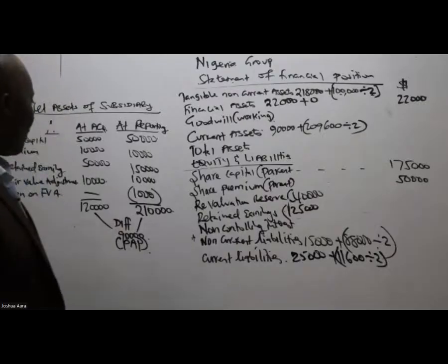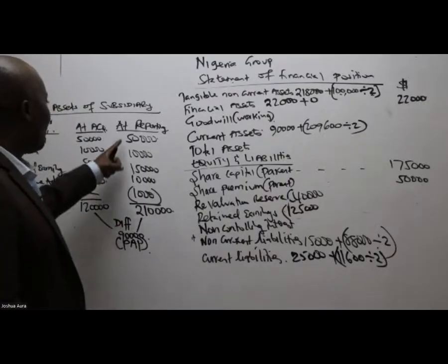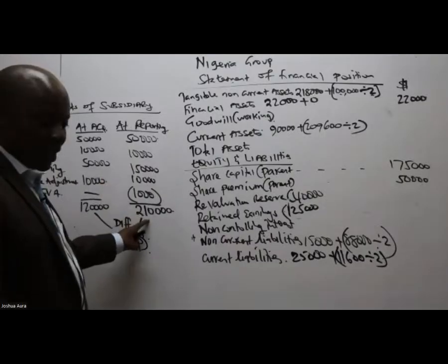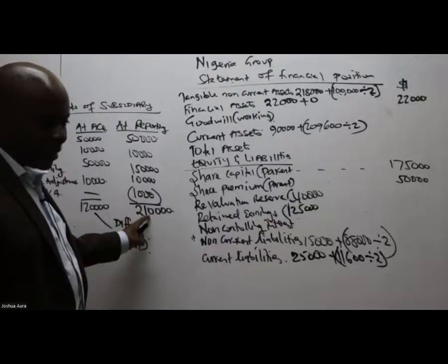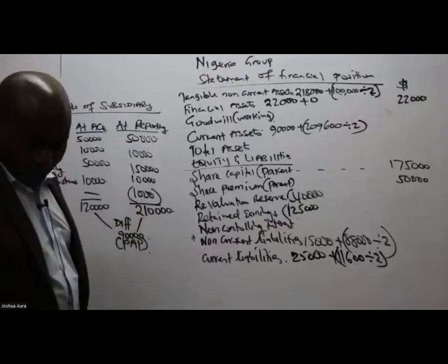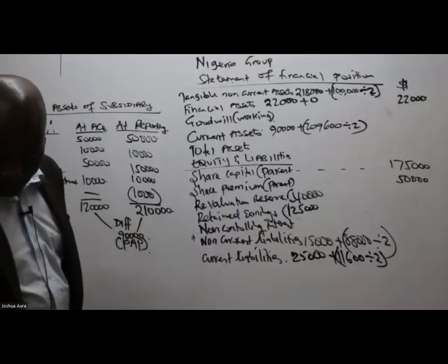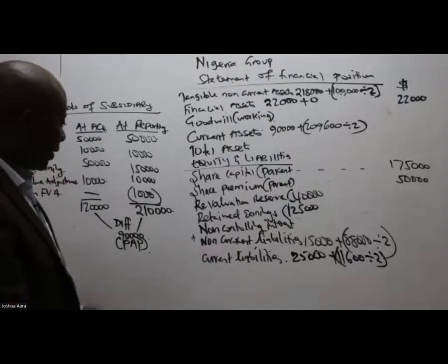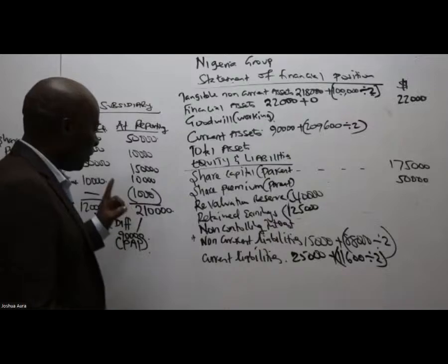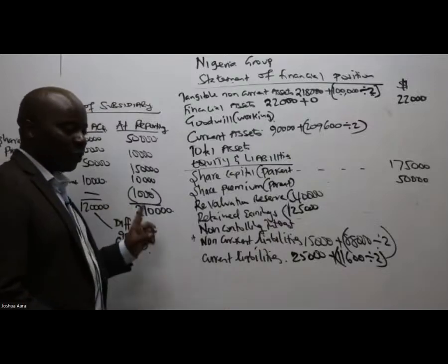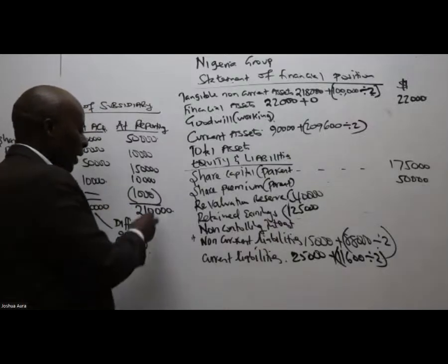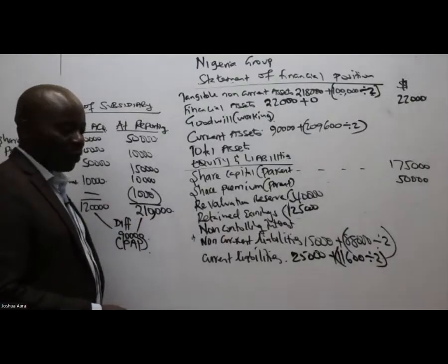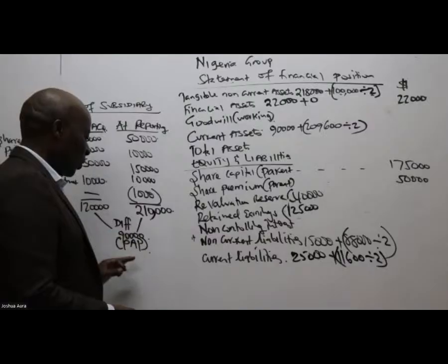So are you sure that you subtracted this very nicely? Are you sure that this working is okay? It's 219,000. Let's not mess up things because the balance sheet will not balance. It's supposed to be 219,000.